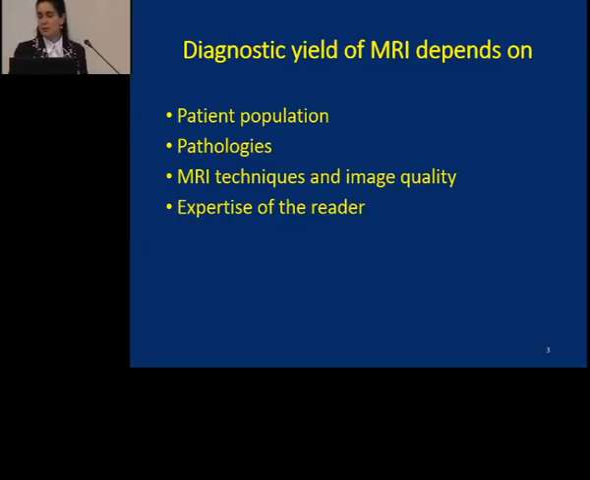The topic is how to do the MRI report in patients with epilepsy. As you know, the diagnostic yield of MRI depends on many factors, and we can summarize them in 4 main groups. These are the indications, which means what is the patient population we apply our imaging to, the pathologies consistent with epilepsy, MRI techniques, protocols, and image quality, and of course, last but not least, expertise of the reader.